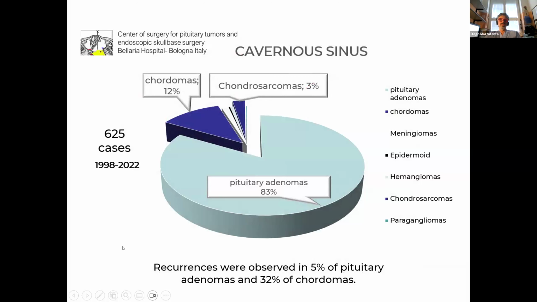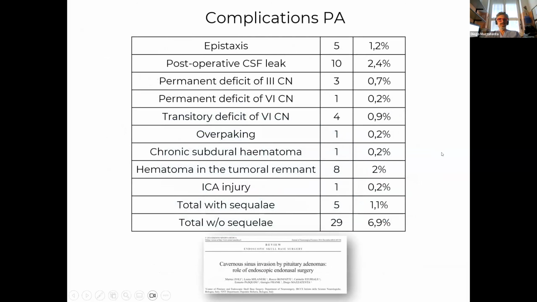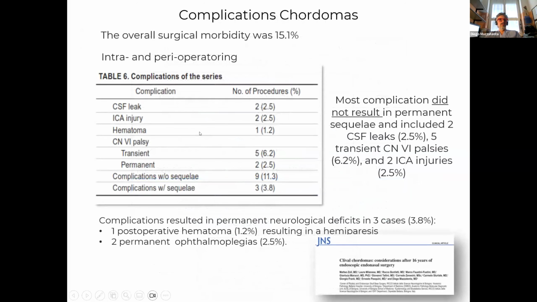Our series is more than 600 cases. The large part, obviously, were pituitary adenomas, and there is a good percentage of chordomas and chondrosarcomas. Regarding complications, with correct indication, good experience and knowledge of the endoscopic technique, we observed in pituitary adenomas only one case of ICA injury, 0.2% complication of this type of surgery. Conversely, in chordomas, over the two different periods, we observed 2 cases of internal carotid artery injury, 2.5%.